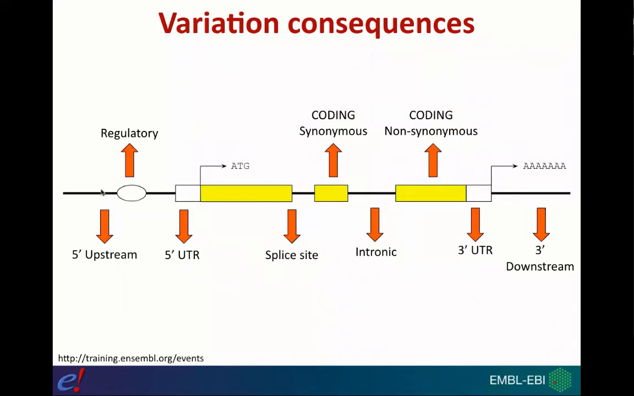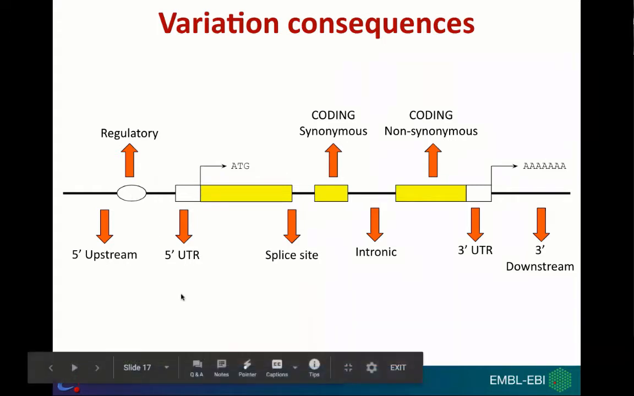It might fall in a 5' upstream or a 3' downstream region, in which case that variant might not be directly affecting the encoded protein structure and function, but it might fall in a regulatory region, for example, which will obviously affect the mRNA transcription level, the transcription activity of that gene and its transcripts.